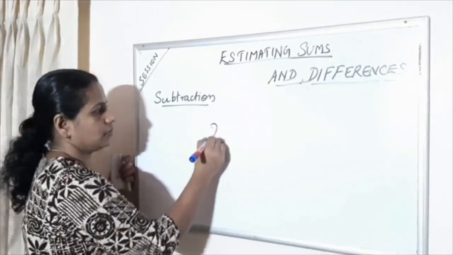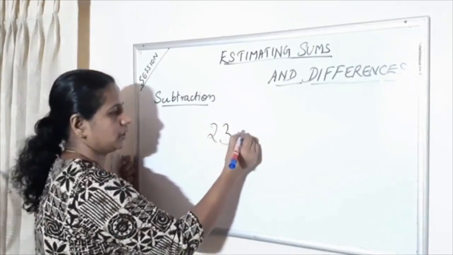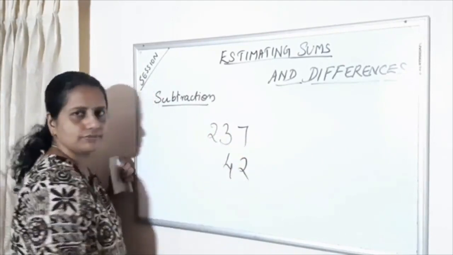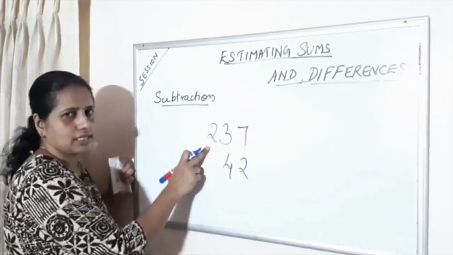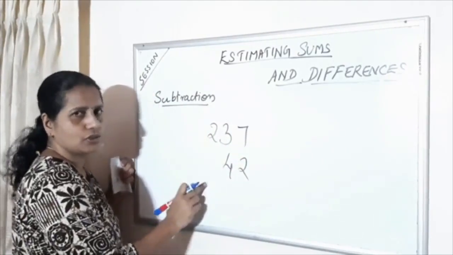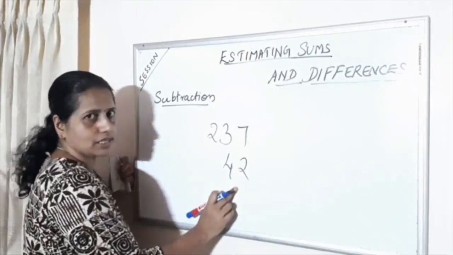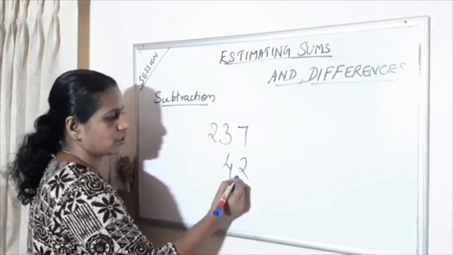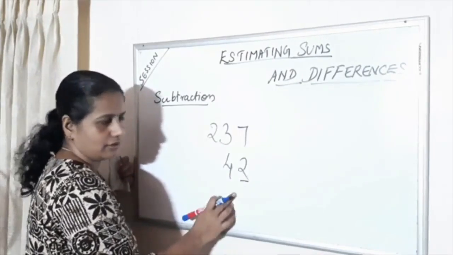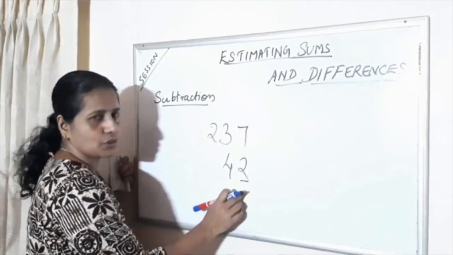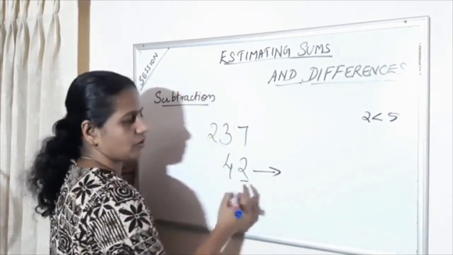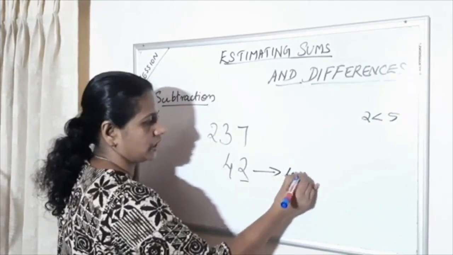Take another example. 237 and 42. One is 3-digit, one is 2-digit. I told you to take the smallest digit number and round according to that digit. That is 42. So take the ones place, that is 2. 2 is less than 5, so round it down to 40.